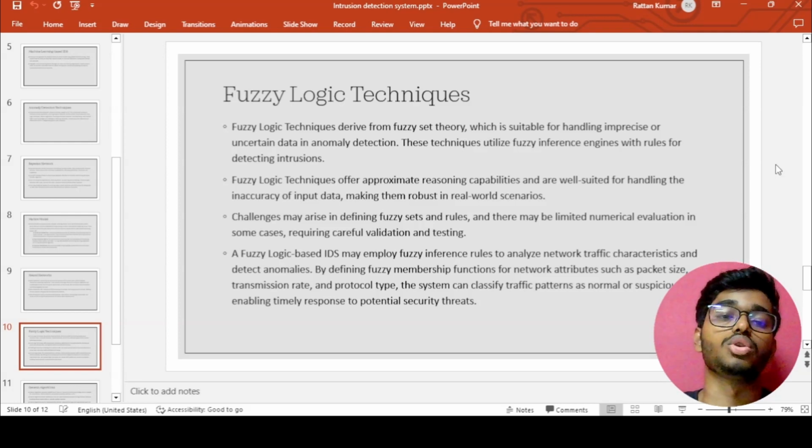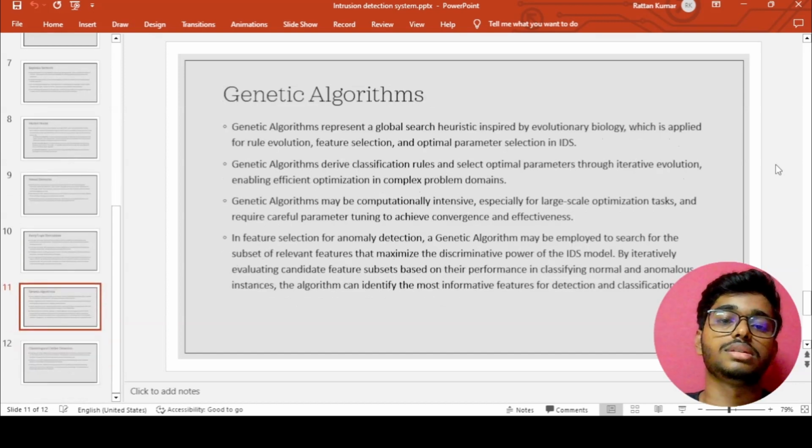So it needs a lot of training, a lot of computational power, and a lot of time to come to a perfect fit for the required computation. Next is a genetic algorithm. A genetic algorithm represents a global search heuristic. You're giving it heuristic values, and based on that, it classifies whether the given data is a threat or not. There are again parameters, certain classification rules, and heuristic values that help in classifying whether the data is a threat or not.